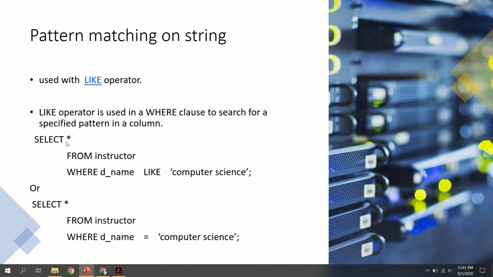If you want to retrieve all the information, we have to write select star from which table? The instructor table, and along with the where clause we can specify the condition. That is, where D name, the department name, like computer science. So this will search for the details of the instructor who is working in the computer science department. The same thing can be done in another way also, using the equal to symbol. Select star from instructor where D name is equal to computer science. So actually the meaning of like and equal to are the same.